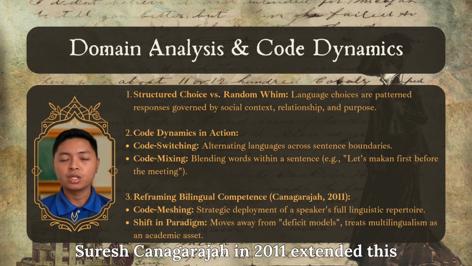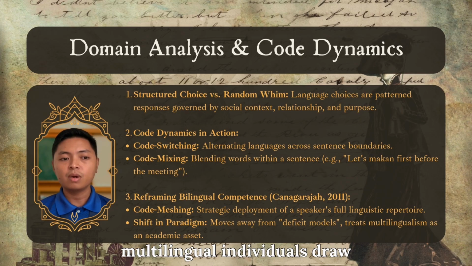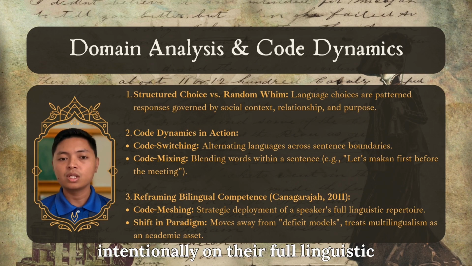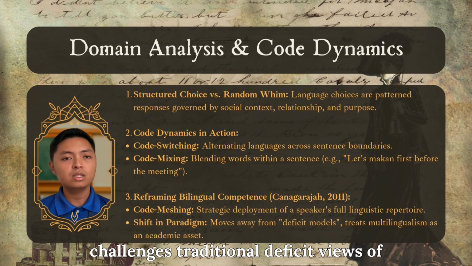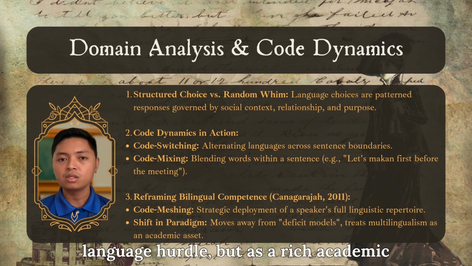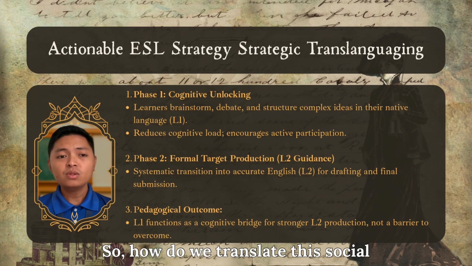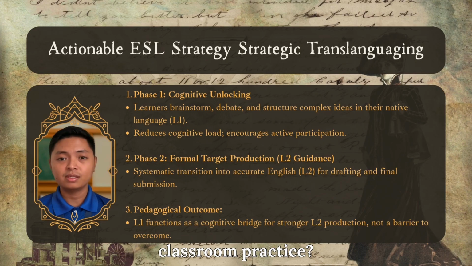Suresh Kanagaraja in 2011 extended this framework through the concept of code meshing. He argues that multilingual individuals draw intentionally on their full linguistic repertoire. This crucial theoretical insight challenges traditional deficit views of bilingual learners, reframing multilingual competence not as a language hurdle, but as a rich academic asset. So, how do we translate this sociolinguistic theory into concrete classroom practice?